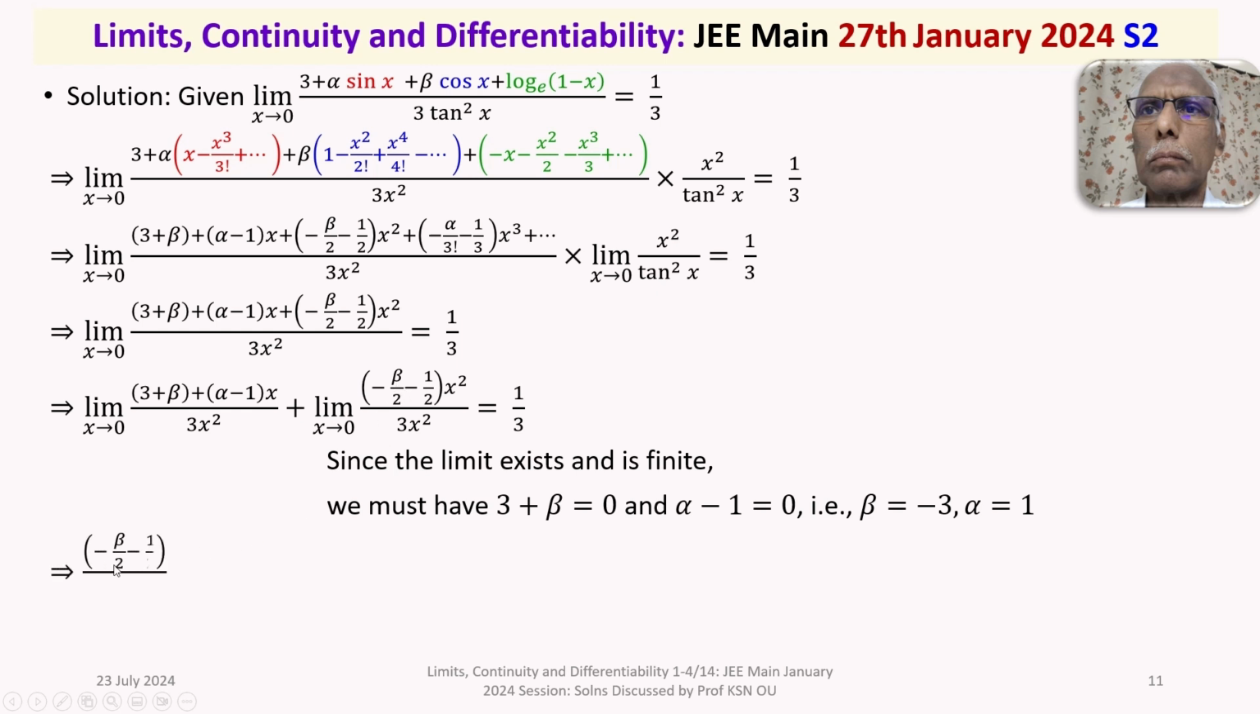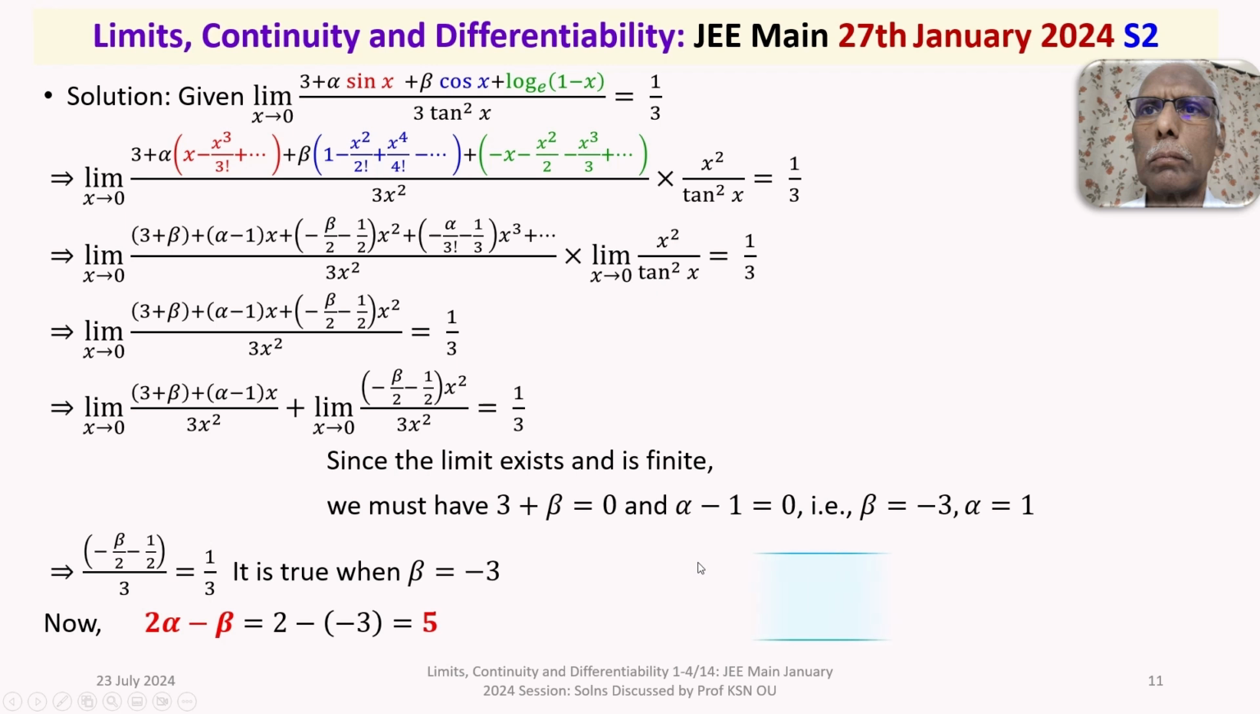And this part, the limit exists. That is equal to minus beta by 2 minus 1 by 2, by 3. That's equal to 1 by 3. Yes, this is satisfied when beta is equal to minus 3. Substitute here. So that means the values of alpha and beta are: alpha is equal to 1, beta is minus 3. Required to find the value of 2 alpha minus beta, that is 2 into alpha, which is 1, so 2, minus beta, which is minus 3, minus of minus 3, that is 5.